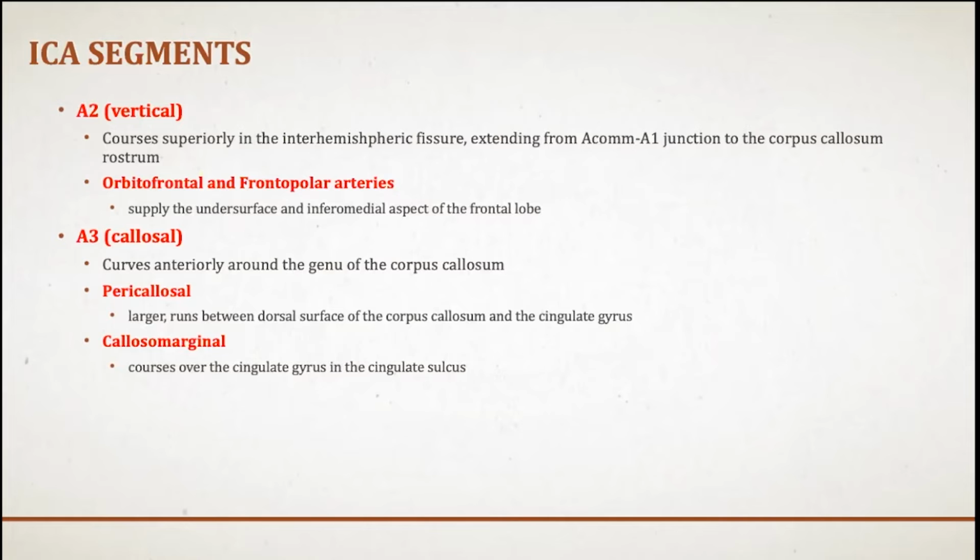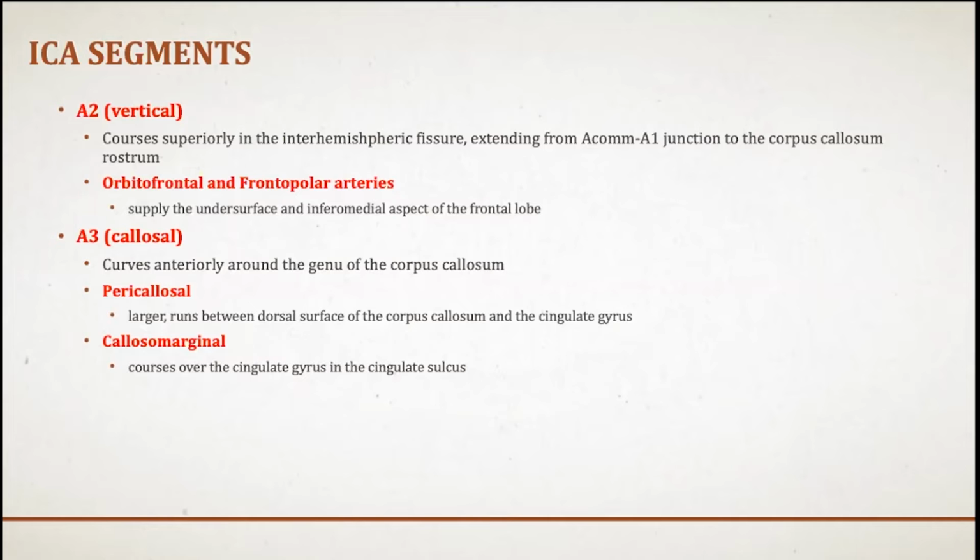Now, once the vertical segment of the ACA is done, then you get into the callosal segment, the A3. And this curves around the genu of the corpus callosum. So if you're looking at a sagittal image of the brain and you think about where the corpus callosum is, the A3 segments are right at the rostrum of the corpus callosum, or the beak of the corpus callosum.